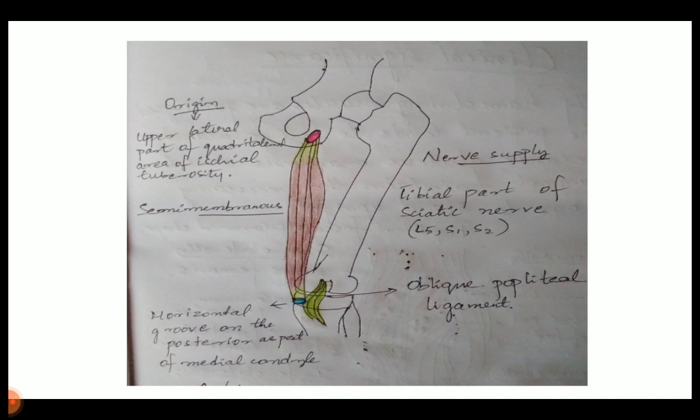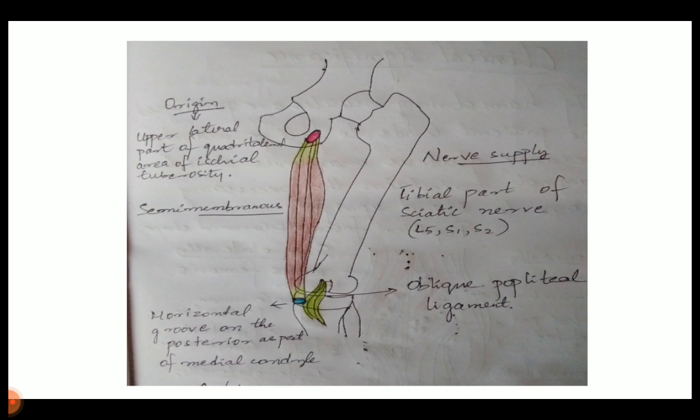The next is semimembranosus. It takes origin from the upper lateral part of the quadrilateral area of the ischial tuberosity and is inserted on the tibia. Its insertion is the horizontal groove on the posterior aspect of the medial condyle of the tibia. Its nerve supply is the tibial part of the sciatic nerve. The root values are L5, S1 and S2.